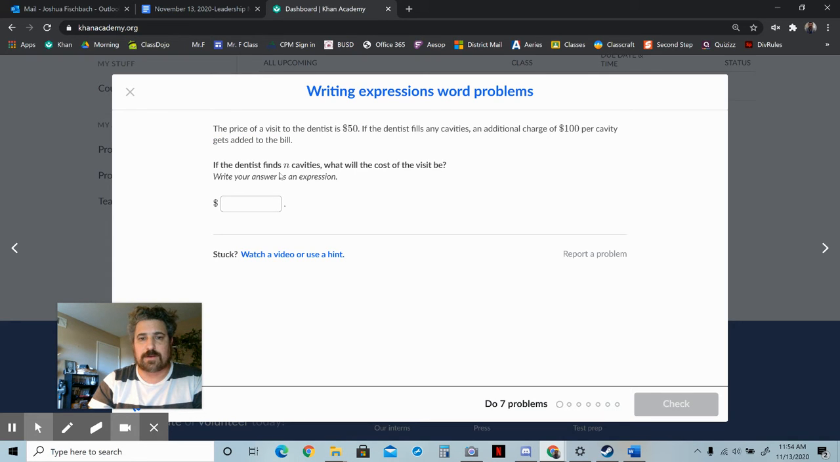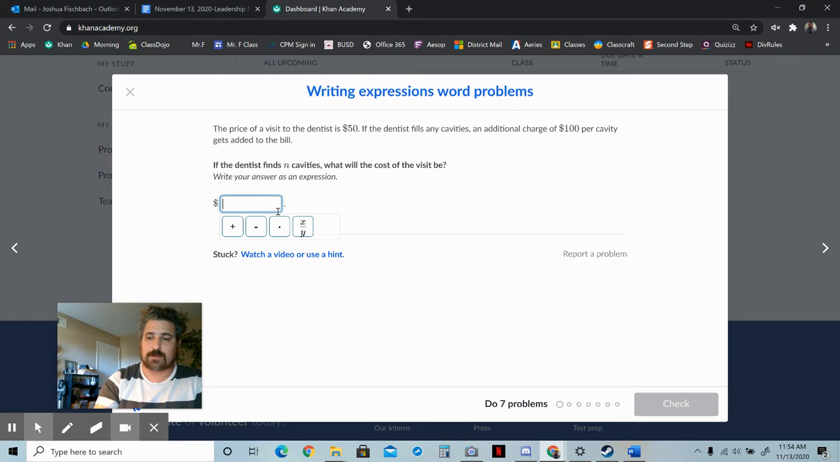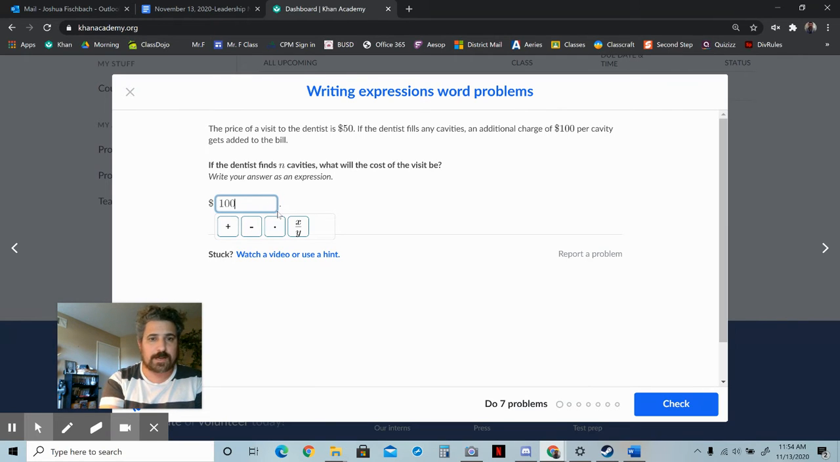Okay, so if the dentist finds n cavities, what will the cost of the visit be? Well, it's going to be $100 times however many cavities you have, n, plus an additional $50. That's not going to change. This would be the expression that shows the total cost of the visit.